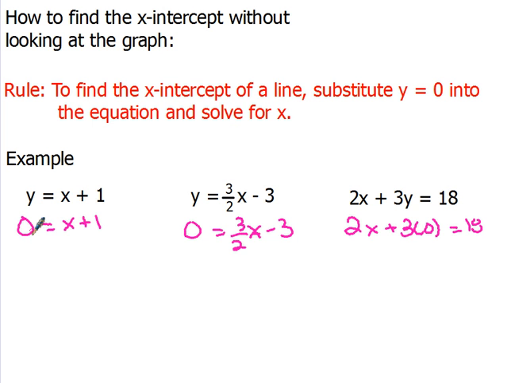Alright, so here I got 0 equals x plus 1, so I'm going to subtract 1 from both sides. So x equals -1. So in this case, my x-intercept is -1.